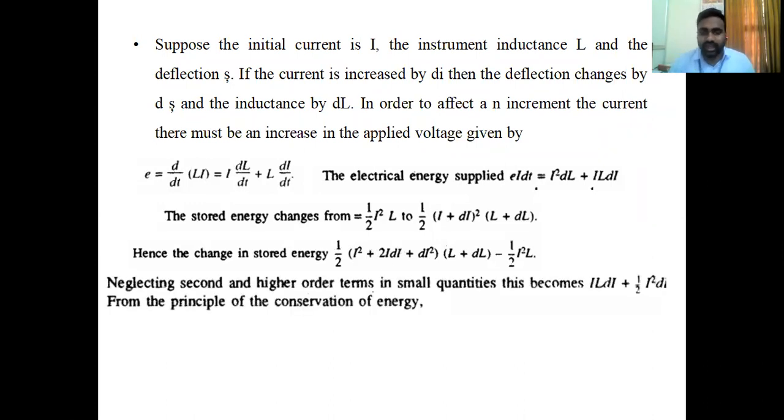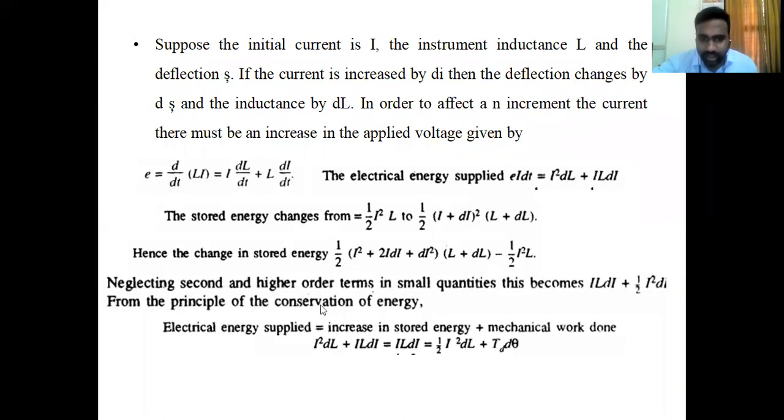If we eliminate the second order and higher order terms and take only the first order terms, from this expression we get I L dI plus half I square dL. With respect to the law of energy conservation, the energy stored, that is I into L into dI plus half I square dL, plus the mechanical work done. What is the final mechanical work done? The mechanical work done is T suffix d into d theta, which is the deflection angle achieved by the instrument.